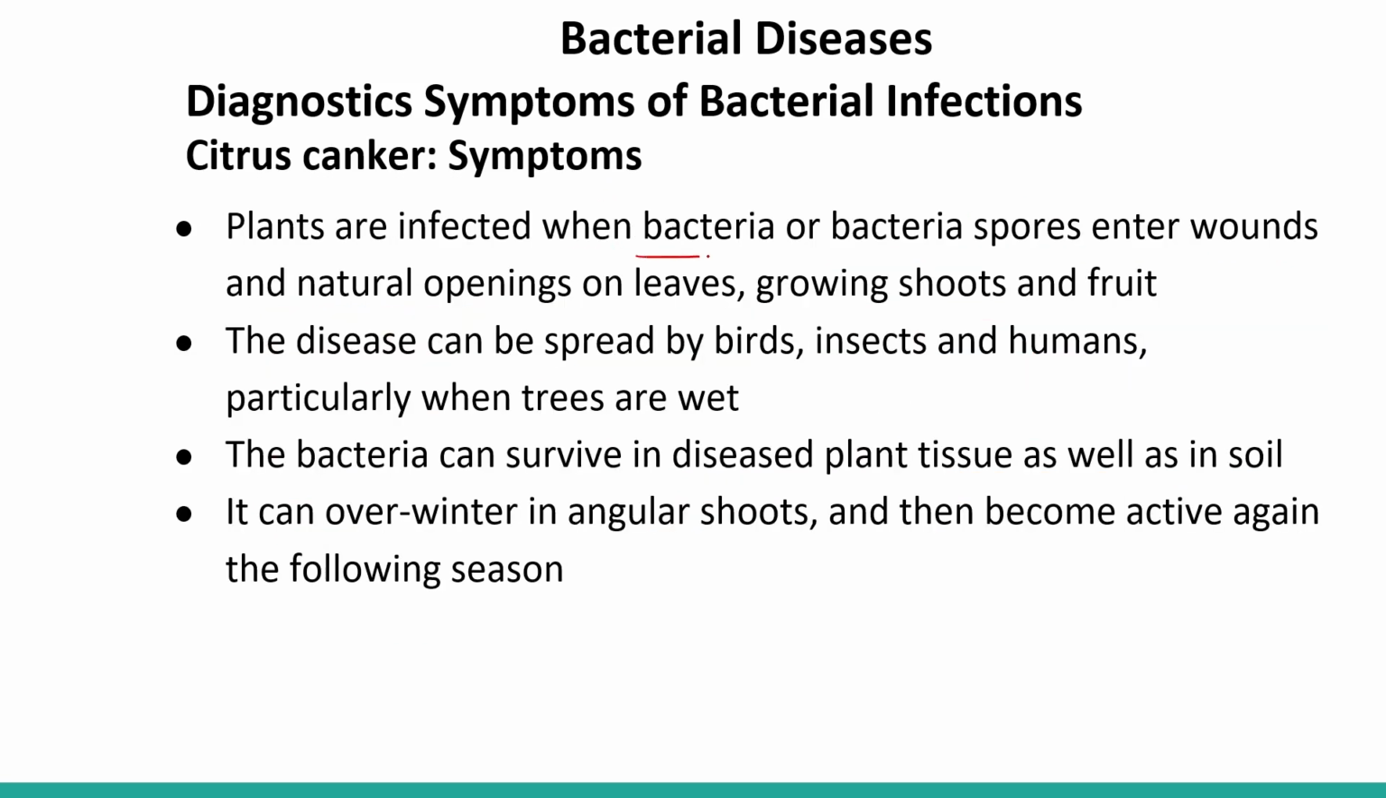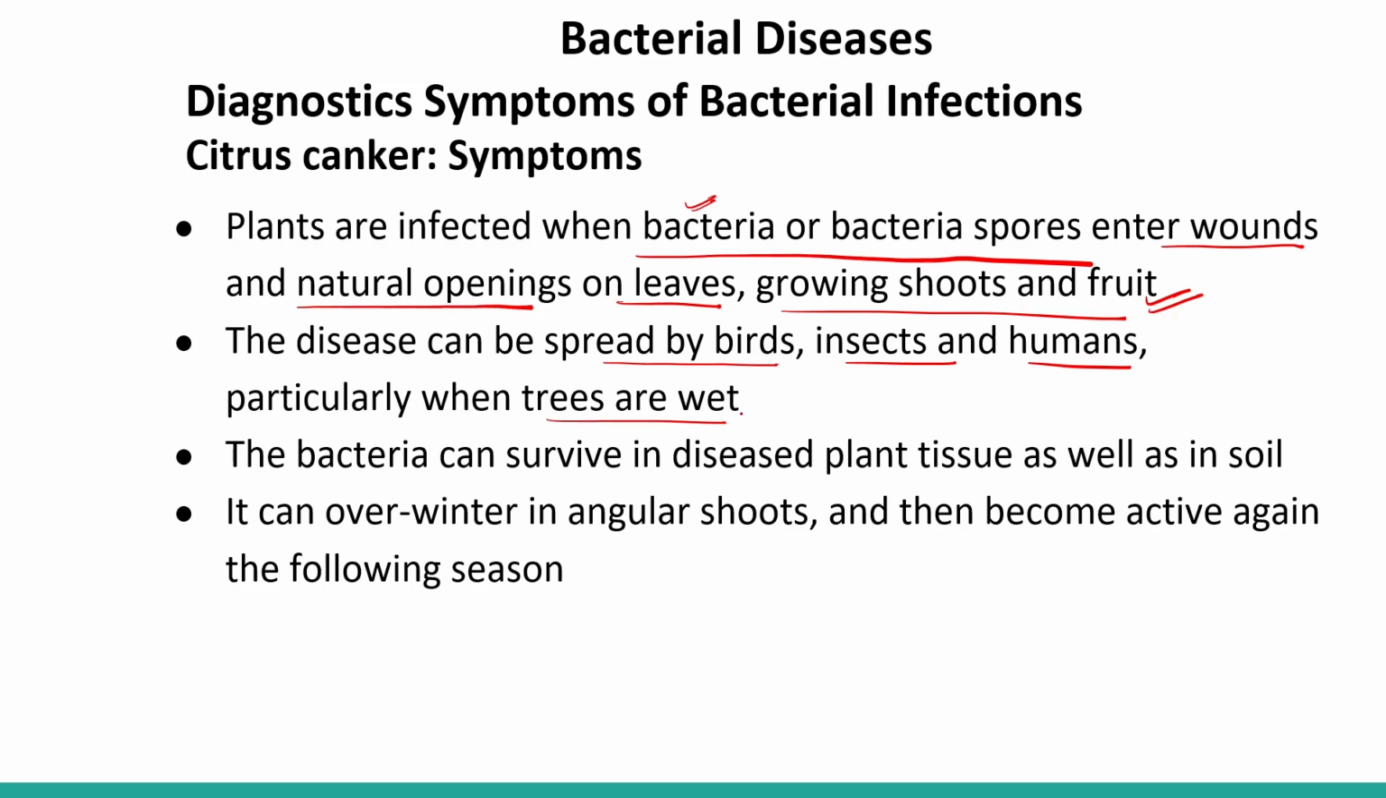Plants are infected when the bacteria or the bacterial spores enter wounds and the natural openings on the leaves, growing shoots and fruits. So the bacteria enter through the wounds or through the natural openings, that is, the stomata. Okay, the bacteria can spread by birds, insects and humans, particularly when the trees are wet. Why wet? Because at that particular time, the bacteria ooze out in the form of liquid, right?